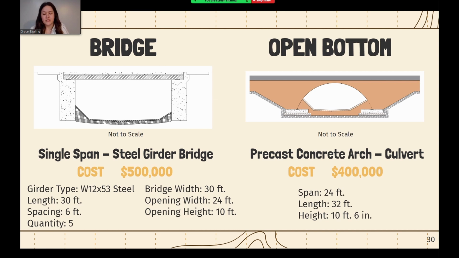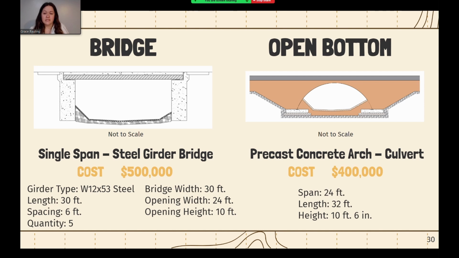Looking at our bridge, we designed a steel girder bridge with a girder length of 30 feet, with the opening under the bridge to be a width of 24 feet and a height of 10 feet. This cost is $500,000. Looking at the open bottom culvert, we have a precast concrete arch. The span is 24 feet and the length is 32 feet, with a cost of $400,000.